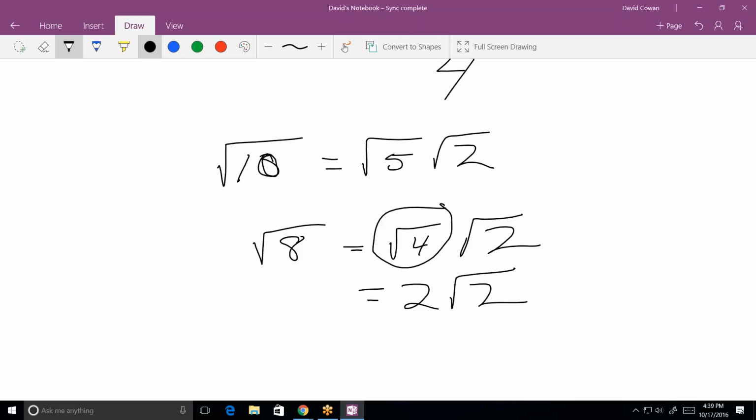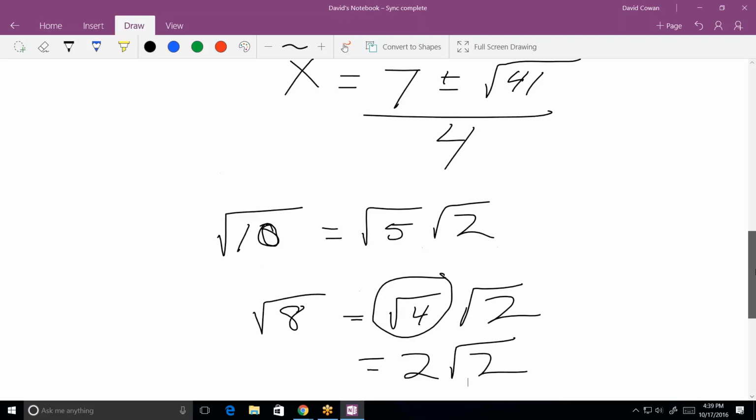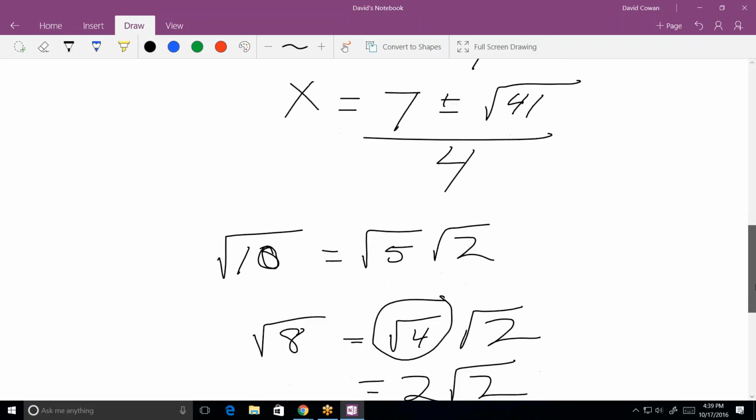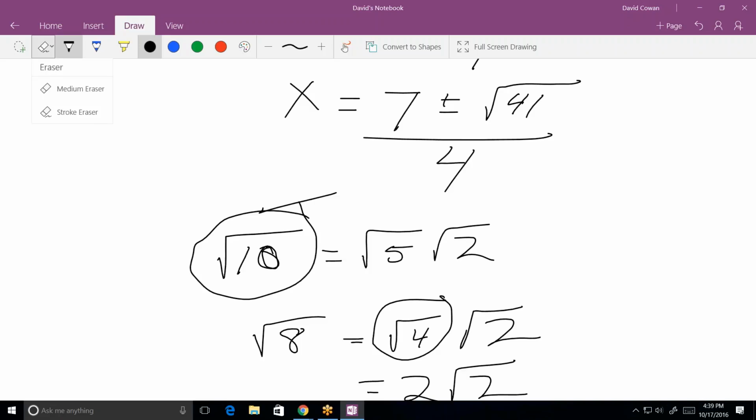In our problem that we just had, we had square root of 41. Well, there aren't any factors of that other than 41 and 1. But here's a case where it is factorable, but it's still simplified as it is. In other words, you have to be able to find a factor that's a perfect square number for that to be simplifiable. Okay?